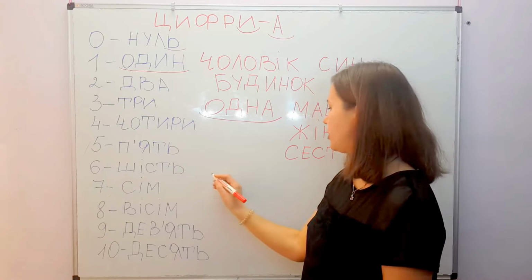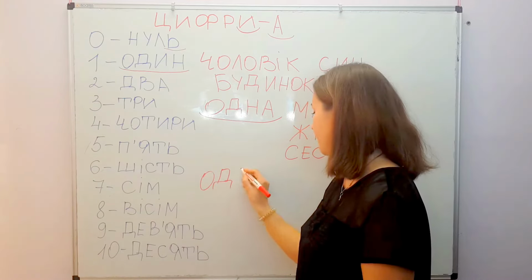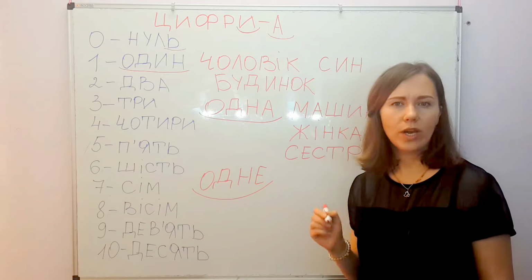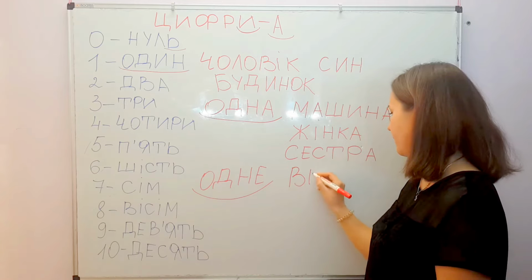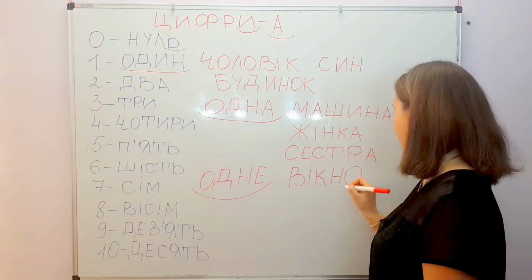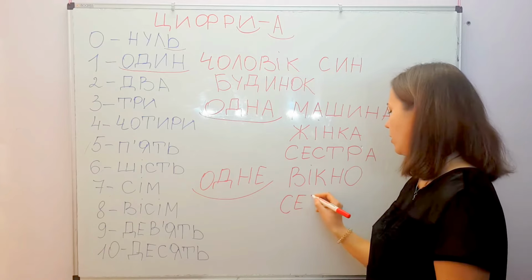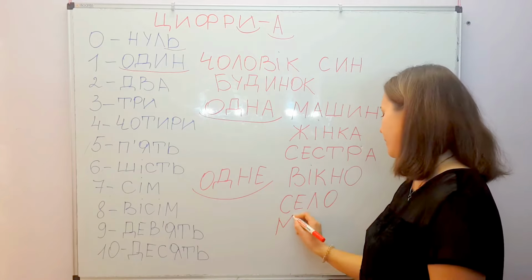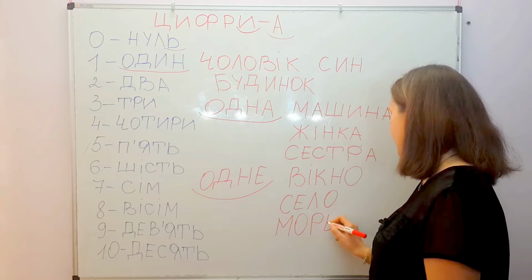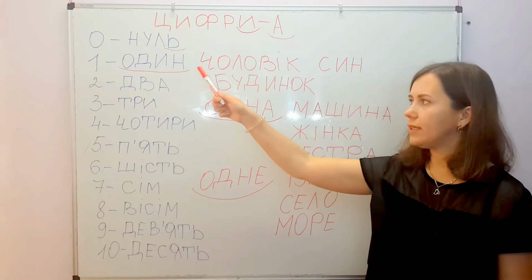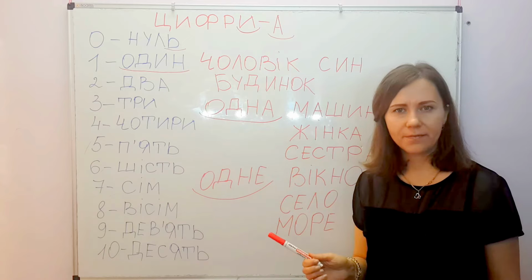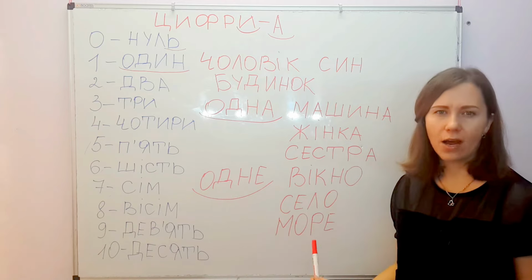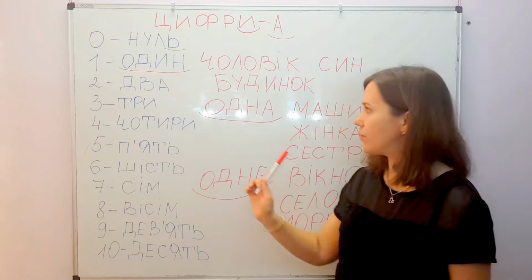Добре. For the neuter gender nouns, we have одне. For example, you want to say one window. Одне вікно. Одне село. One village. Одне море. One sea. So again, один we use with nouns of the masculine gender, одна with feminine gender, and одне with neuter gender nouns. Please learn this and remember about this.